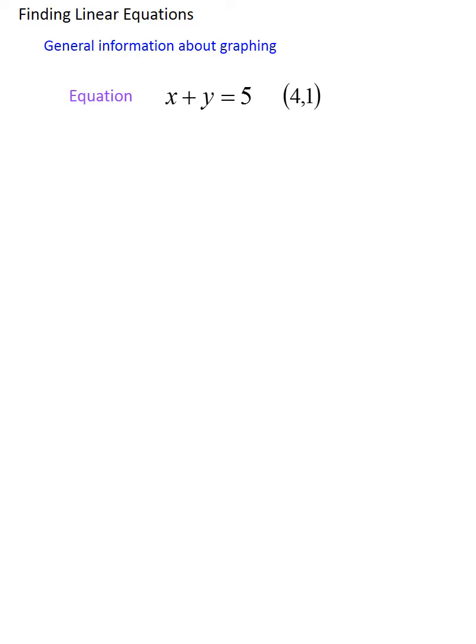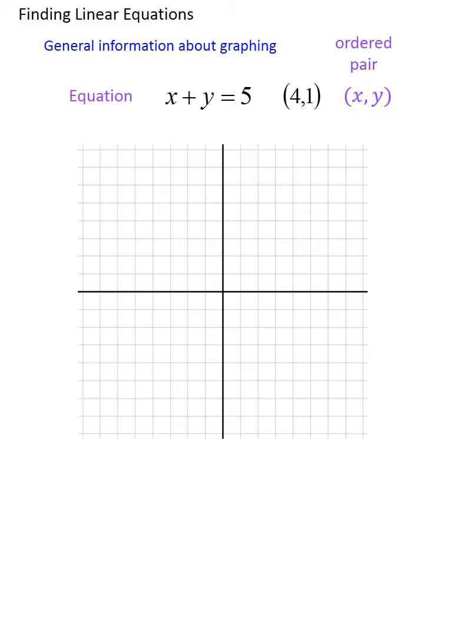one way to do it is to find points that make it true. For example, 4 plus 1 is 5, so we say that the point (4, 1) satisfies or is a solution to this equation. We call that an ordered pair. We can graph that ordered pair on our x and y coordinate system as usual.